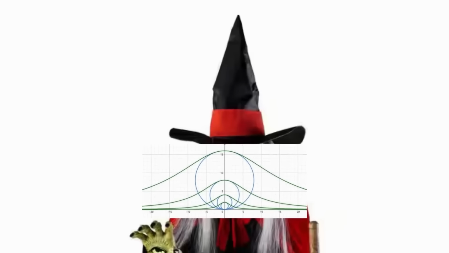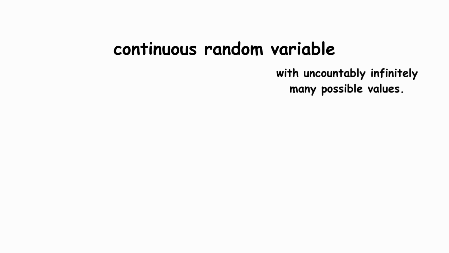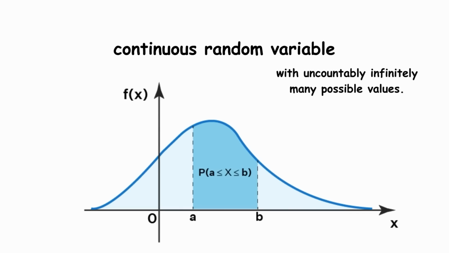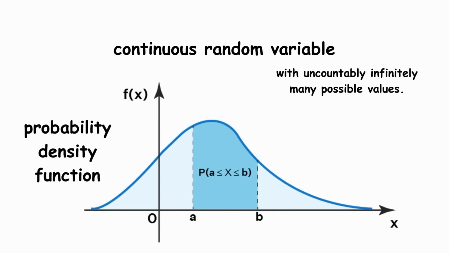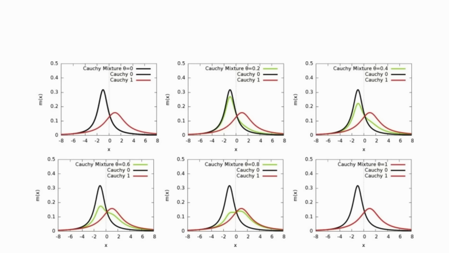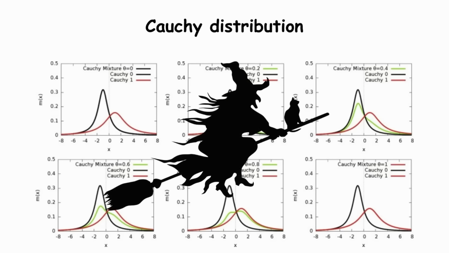One case where the witch arises is in probability theory. A continuous random variable is a variable with uncountably infinitely many possible values. The probability that such a variable falls within a given interval can be determined using a function called a probability density function. One example is the probability density function of the Cauchy distribution. Graphing it gives us the witch.